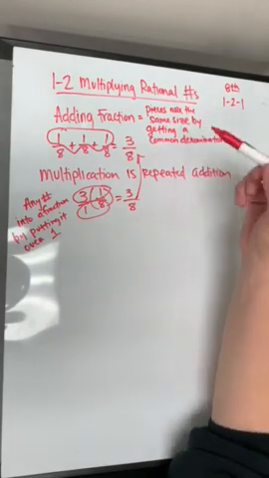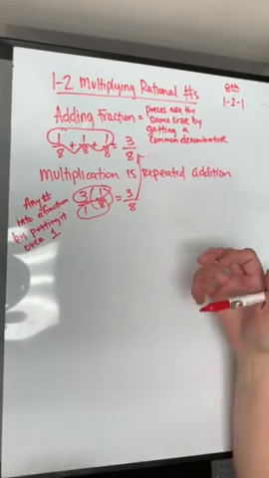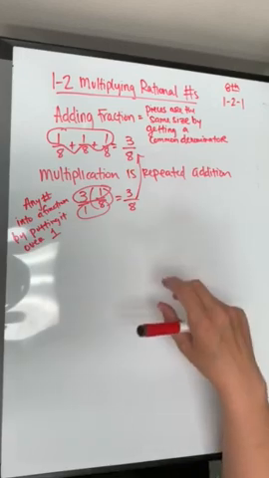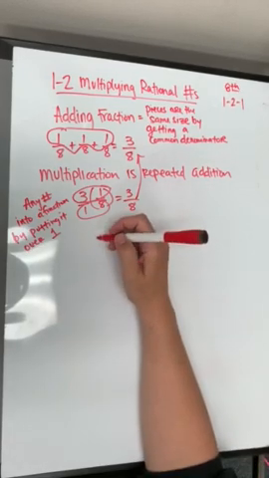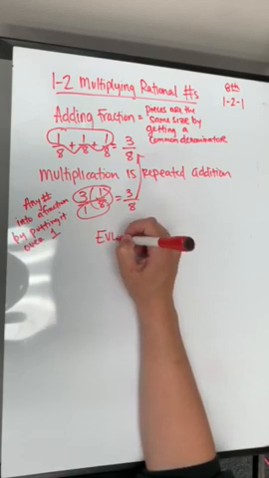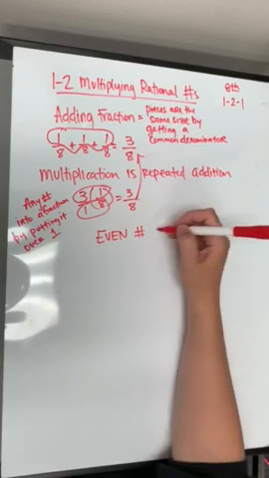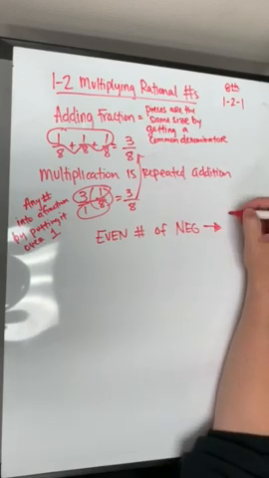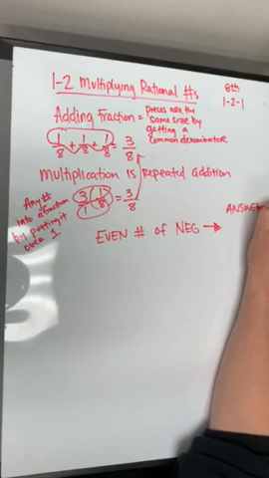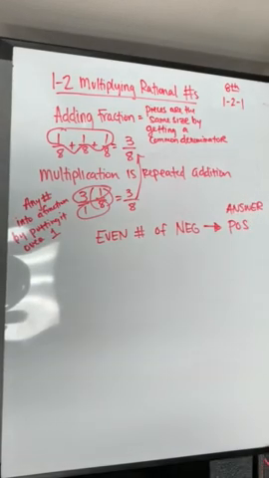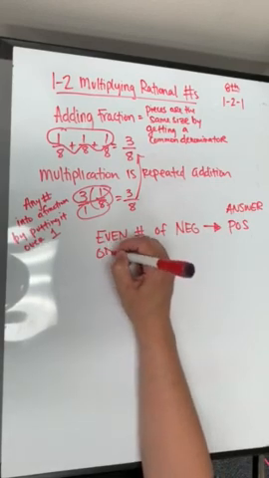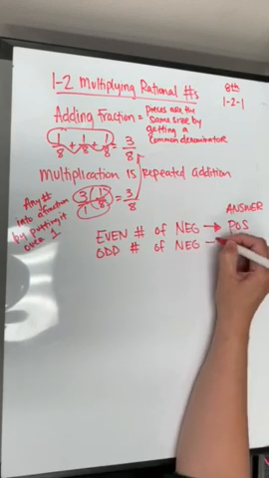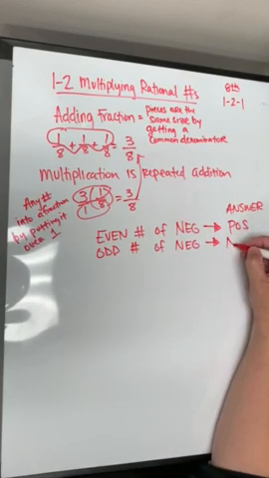In multiplying rational numbers, remember, our integers are positive and negative. So I want to go over what makes it positive versus what makes it negative when we're talking about our signs. Now, if we have an even number of negative signs, our answer will be positive. If we have an odd number of negative signs, our answer will be negative.